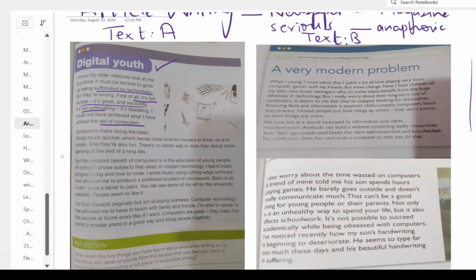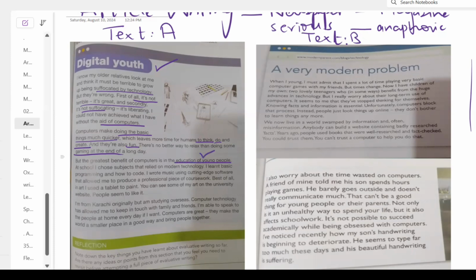Without the help of computers, we cannot even spend a single day. "Computers make doing the basic things much quicker, which leaves more time for humans to think, do, and create." We have to transform this line in our own words. "And they're also fun. There's no better way to relax than doing some gaming at the end of a long day." Also, we can do some gaming on computers. "But the greatest benefit of computers is in the education of young people." So it also helps us in education as well.